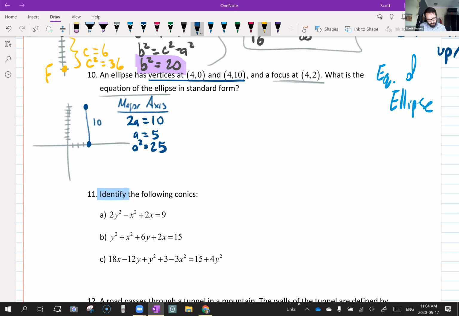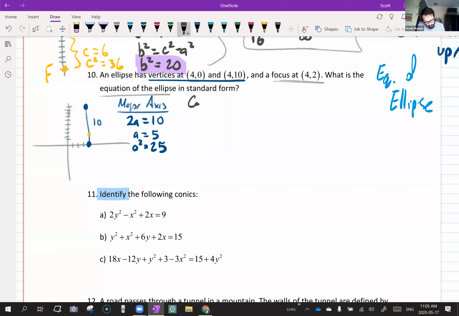Okay, the focus is at 4 and 2. 1, 2, 3, 4, and 1, 2. Okay, that's a little trickier. What are we going to do now? How are we going to find b squared or c squared? Well, let me try to make it clear for us.